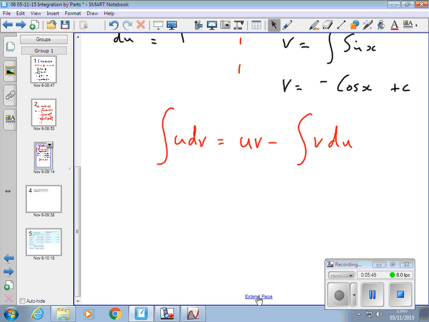It never harms to repeat this, and as you write it down, say it, because then you remember it. Integral u dv equals uv minus integral v du, but it will be on your formula sheet.